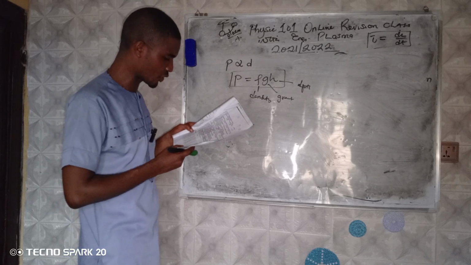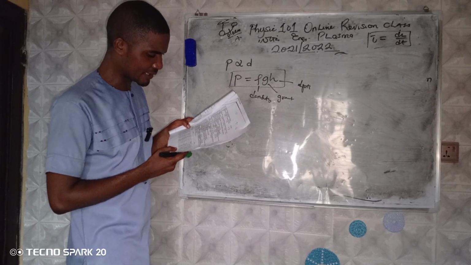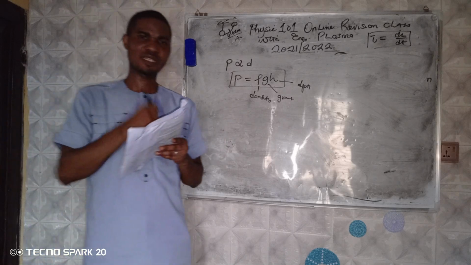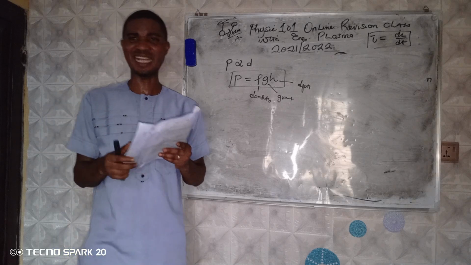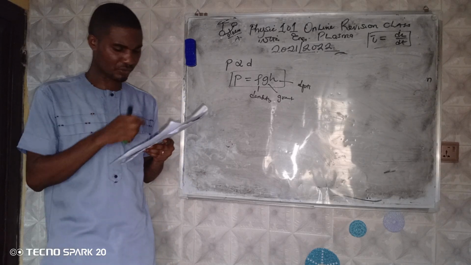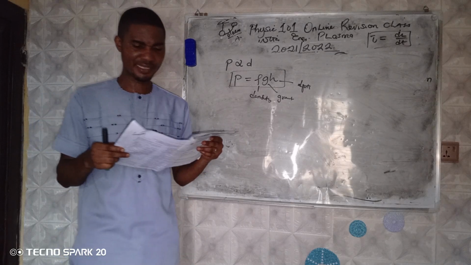Number 10, calculate the viscous force of a liquid of surface area. We have done that in part 1 of this class. I've given you the formula for calculating viscous force and even the formula for calculating terminal velocity. So go back to that question and you'll be able to recall what we said about this.